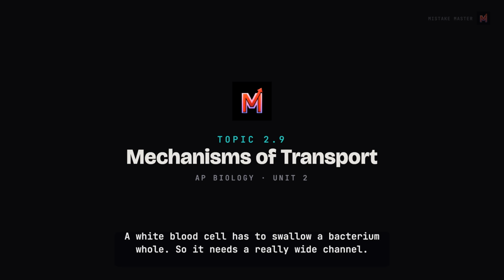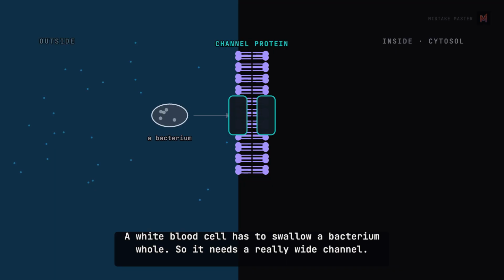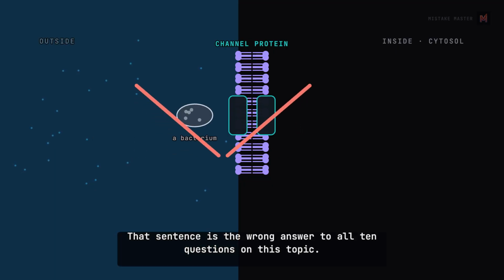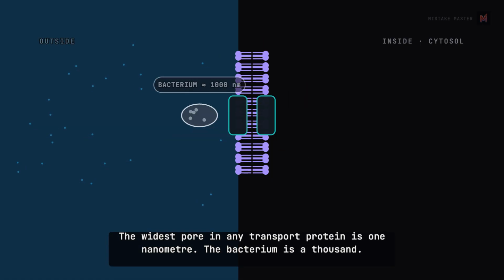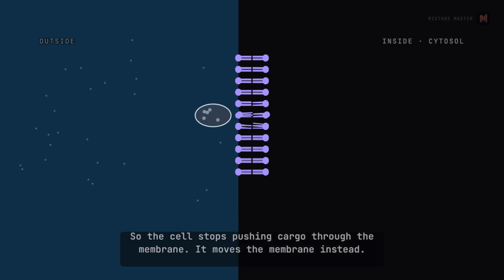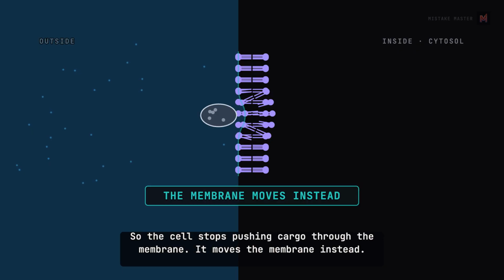A white blood cell has to swallow a bacterium whole, so it needs a really wide channel. That sentence is the wrong answer to all 10 questions on this topic. The widest pore in any transport protein is 1 nanometer. The bacterium is 1,000. So the cell stops pushing cargo through the membrane. It moves the membrane instead.